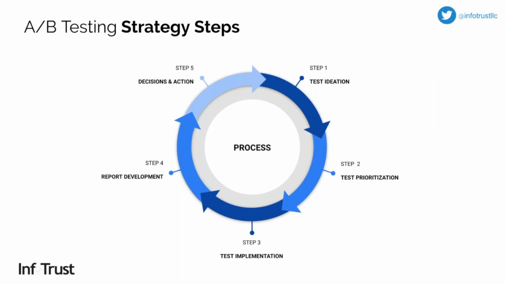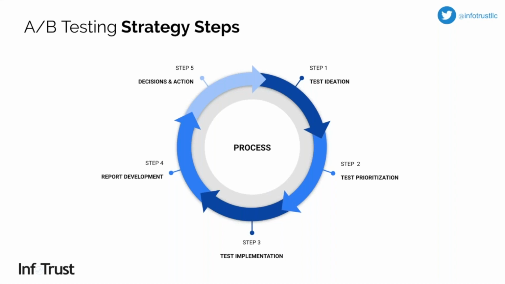Next, moving into test implementation, understanding what factors are in play when it comes to implementation. Are there on-site changes that you need to make? Can you develop this test exclusively within your A/B testing tool? And then moving into report development once you have run your test, and finally making decisions and taking action.